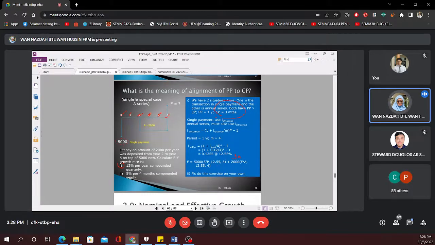And for the second situation, you have 5% per 4 months. If it is every 4 months, how many times a year? 3 times, right? 4, 8, and 12. So how can you calculate F at N equals 5 for the second situation?